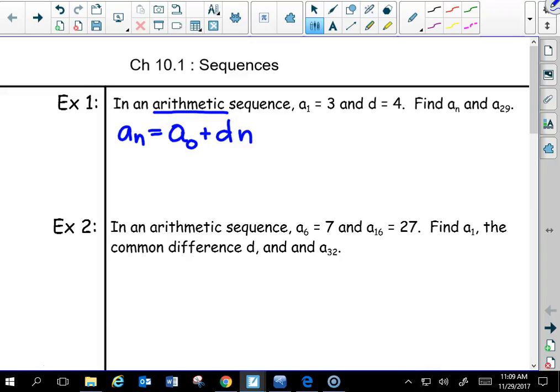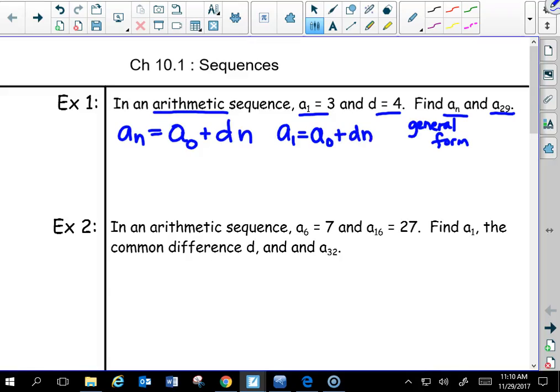All right. So they tell us that a sub 1 equals 3 and d equals 4. They actually give us a lot of information here. And we're asked to find a sub n, which we call the general form, and then use it to evaluate a sub 29. All right, so what we do is we just start with a sub 1. We know that's equal to 3. So a sub 1 is going to be equal to a sub 0, so the initial value of this sequence, plus dn. And we can fill in some of these numbers.